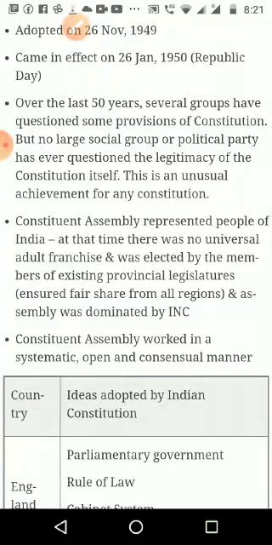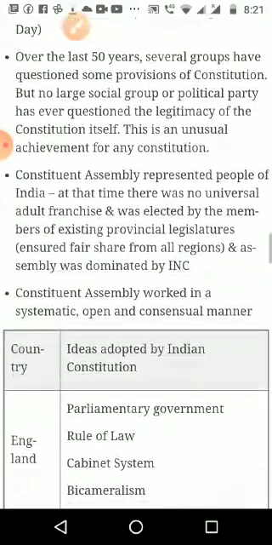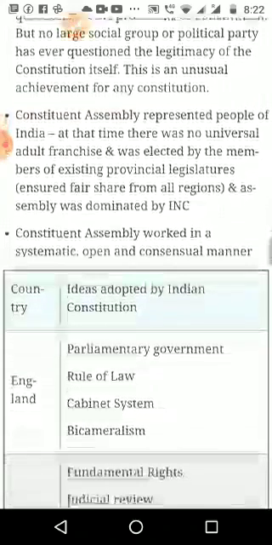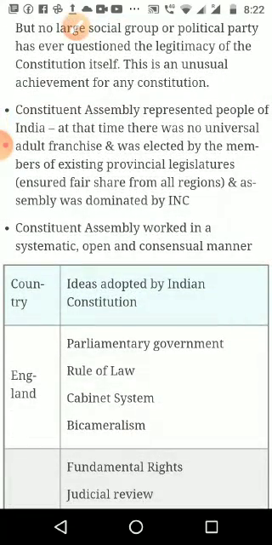Over the last 50 years, several groups have questioned some provisions of the Constitution, but no larger social group or political party has ever questioned the legitimacy of the Constitution itself. This is an unusual achievement for any constitution.